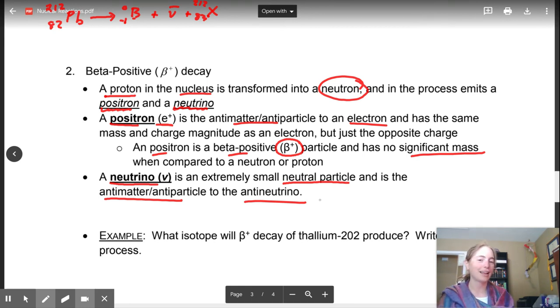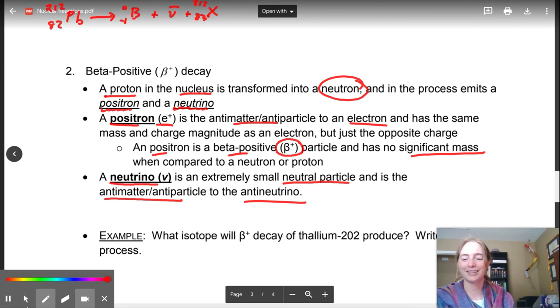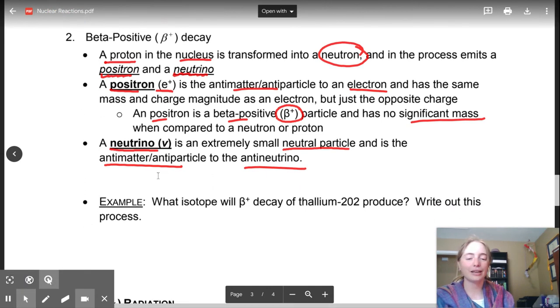Honestly, guys, neutrons and protons and electrons are also made up of smaller particles too. I know, right? It's insane. Nuclear physics is crazy. It's cool though. All right.